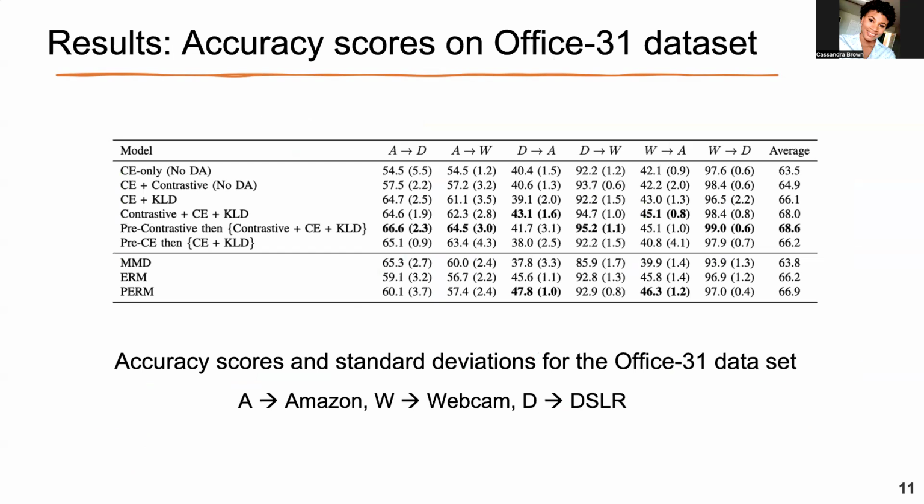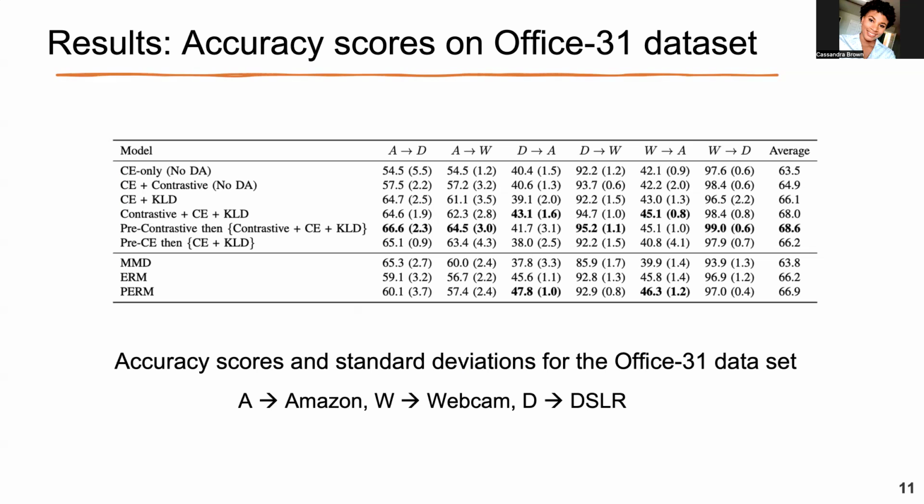Here is the accuracy score on the Office dataset that we have, and we report here again the accuracy score and standard deviation. We can see that we have 2 baseline models with no domain adaptation. First one is only cross entropy, and another one is cross entropy with contrastive learning. You can see the average performance of those methods is not as good as the other methods that have domain adaptation. And our proposed method is that we pre-train the contrastive learning first, and then we perform contrastive learning with cross entropy and KLD to perform domain adaptation.